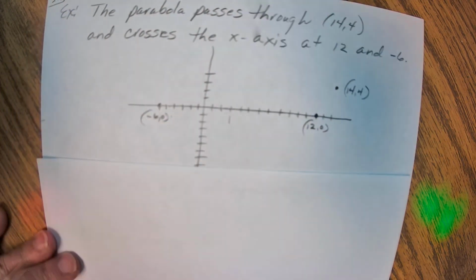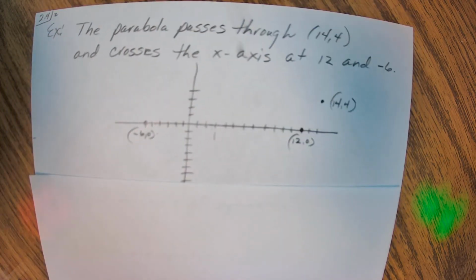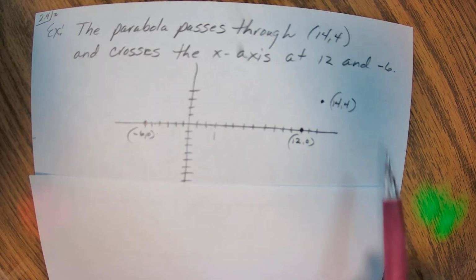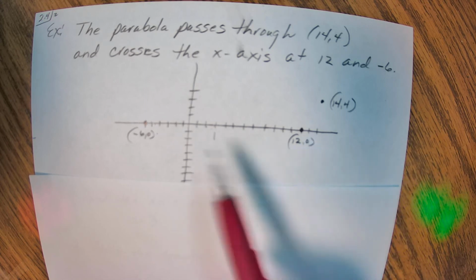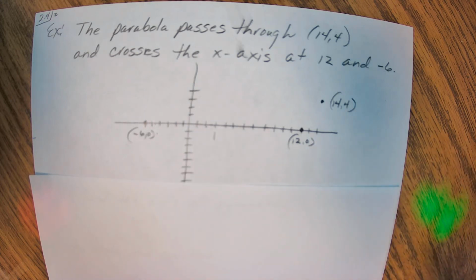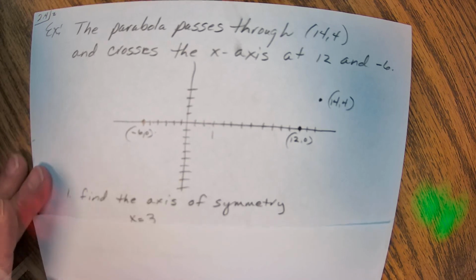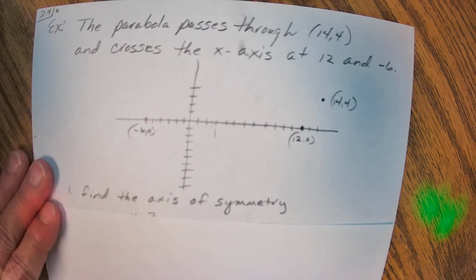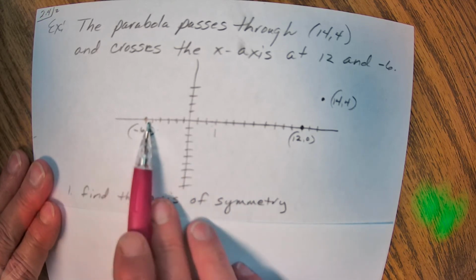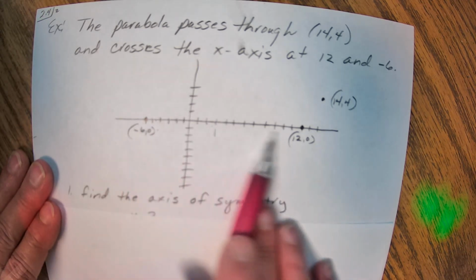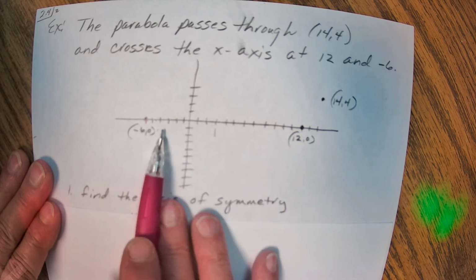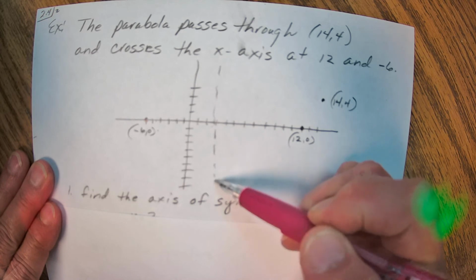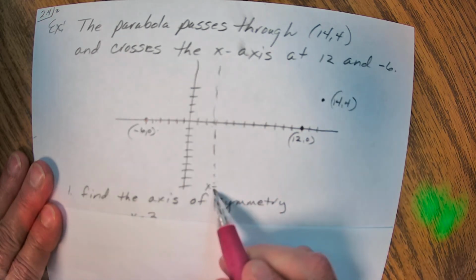Let's look at this problem. The parabola passes through (14, 4). So I just sketched it there. And it crosses the x-axis at 12 and -6. So obviously I'm going to use the intercept form. The first thing I'm going to do is find out where the axis of symmetry is. Remember that the axis of symmetry is directly in the middle of these 2 points, and we can see that the middle would be right there at x equals 3.